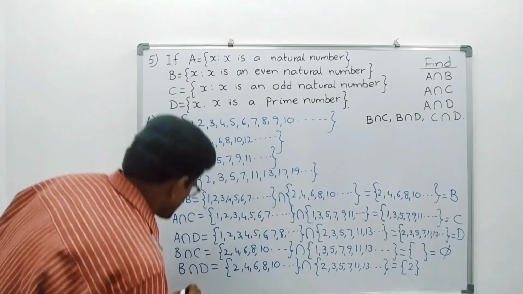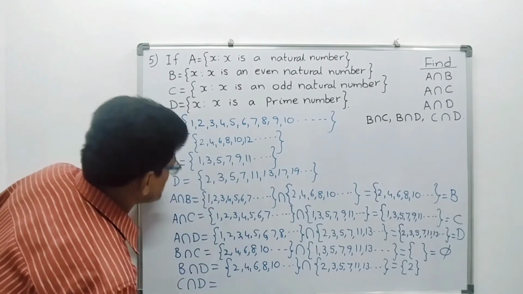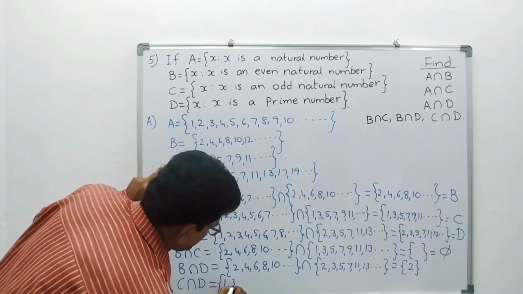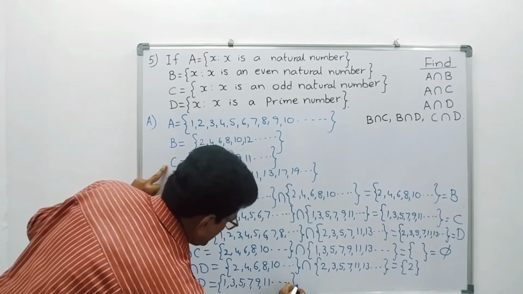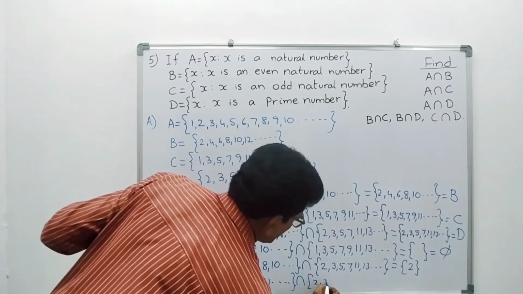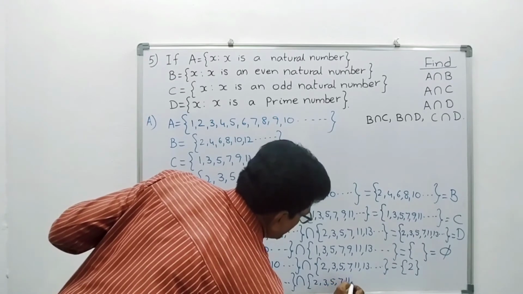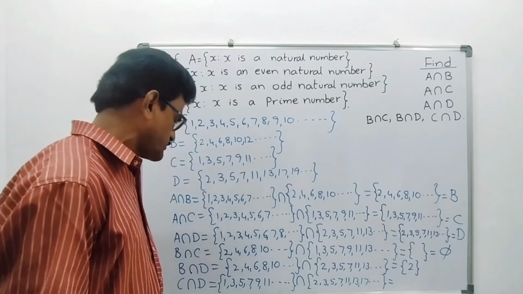Now finally, C intersection D. C means odd numbers: 1, 3, 5, 7, 9, 11, and so on. Okay, intersection. Now D, the prime number list: 2, 3, 5, 7, 11, 13, 17, and so on. Okay, now what are the common elements?